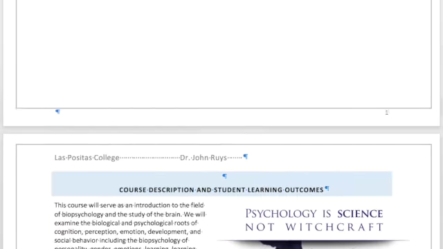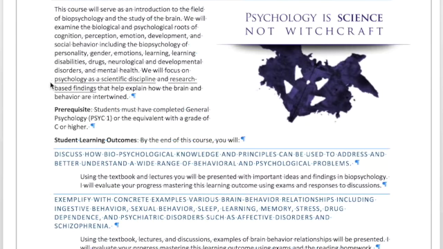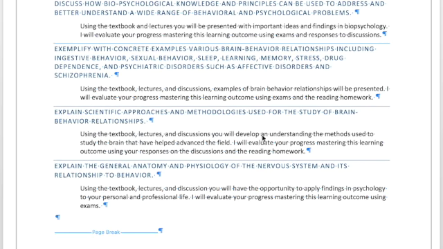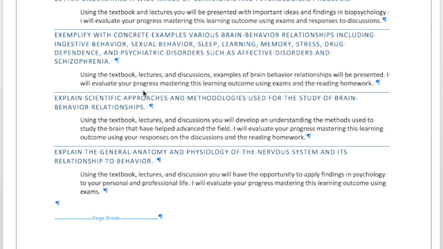So if you scroll down, the first thing you're going to see is a description of the course, your prerequisites, and the 4 student learning outcomes. These are the 4 things that I'm going to evaluate you on, and all of your assignments are focused on these 4 student learning outcomes. And this even describes how I will assess your performance on each of these learning outcomes.